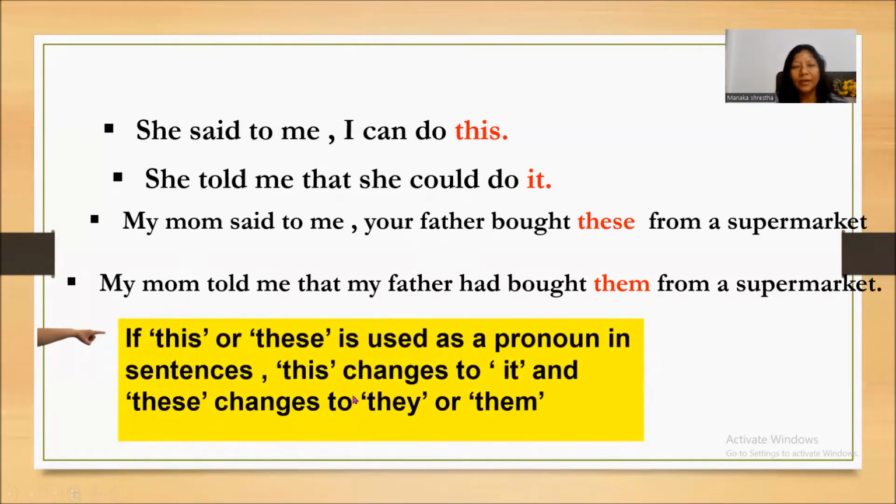Okay, here is the rule. If this or these is used as a pronoun in sentences, this changes to it, and these changes to they or them. Here, I can do this. This is a pronoun, so this changes into it. And these is also a pronoun, in the object form. That is why we use them here. In the subject form we use they. Okay, this is the rule.